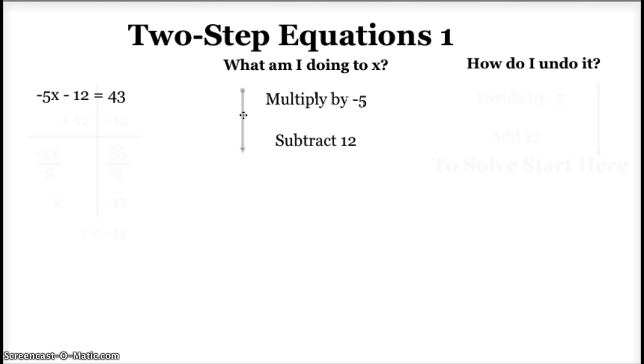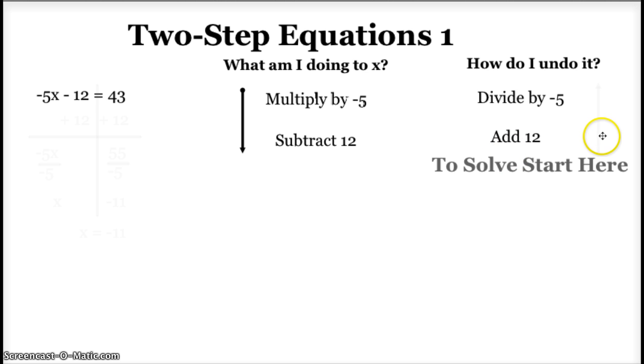After I do that, I've got to figure out how I'm going to undo each of those steps. How do I undo it, is what I put down over here. Well, to undo subtracting 12, I'm just going to add 12. And to undo multiplying by negative 5, I'm just going to divide by negative 5. Now when I solve a two-step equation, I'm going to go the opposite of order of operations. So what that means is I'm going to start here at the bottom, and I'm going to work my way up to the top. So I'm going to first add 12 to both sides, and then divide both sides by negative 5. Let me show you how that works in this problem.